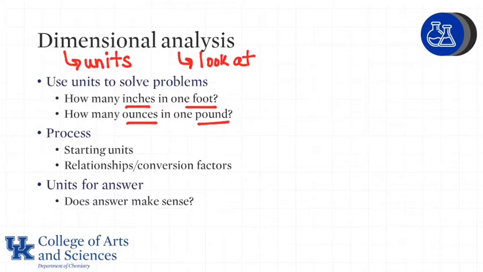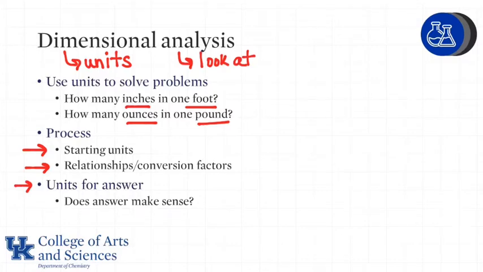So we read a problem, and the first thing we do is we look at our starting units. What units are given in the problem? What values are given in the problem? And then we're going to look at relationships or conversion factors that help us relate the units we have to the units we want. Sometimes this will be a one-step problem. Sometimes this might be 2 or 3 or even 4 steps. And finally, we'll look for the units we want for our answer.